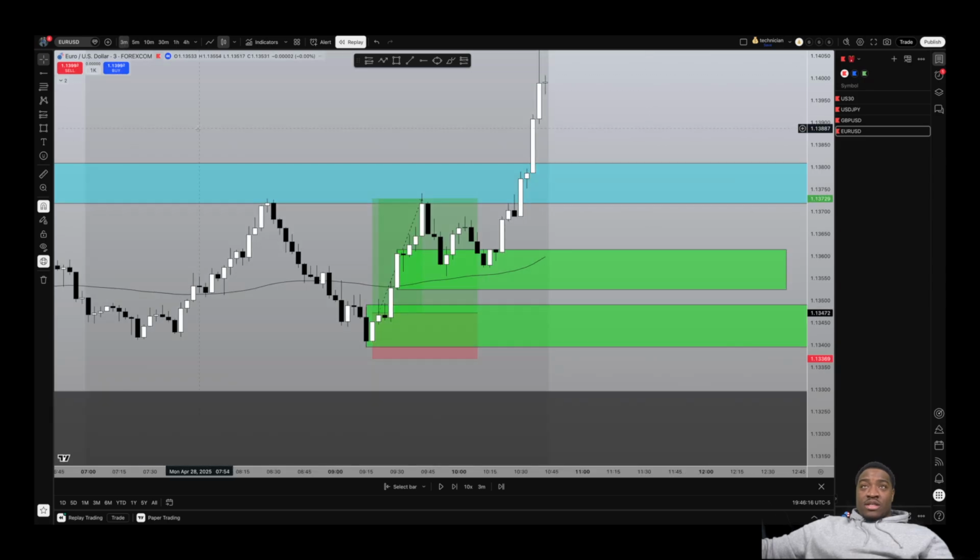See on the 3 minute, boom, you got an engulfing right here. You could have went in for another entry right here. Boom, stops below the box. Target another 2.5. Boom. TP would have got hit again.